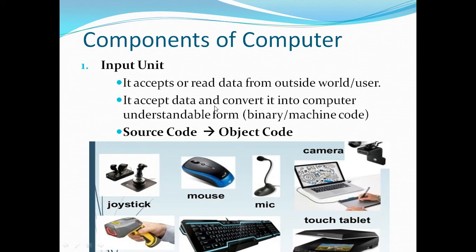And where will that data be converted? In the input unit. So what is happening in the input unit? The source code, that is the human readable code, is converted to the object code, that means the machine language or the binary code. Fine. So in the input unit, two things are happening. It is accepting and reading the data from the outside world, and it is converting the source code into object code.